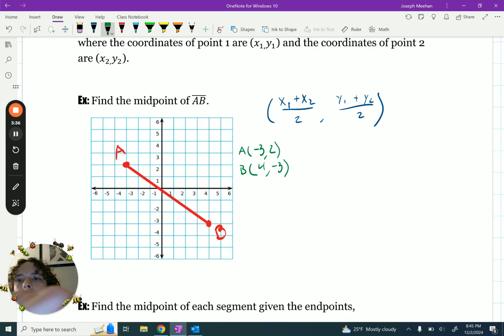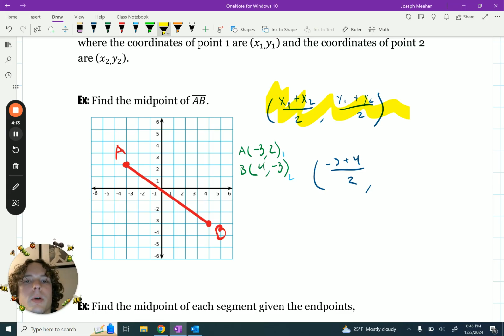What we do here is we're going to label one of these points point 1 and one of these points point 2. It does not matter which one's point 1 and which one's point 2. The order of 1 and 2 does not matter. So I'm just going to say A is point 1 and B is point 2, just for easy reference. Now all we're going to do is say that x1 is the x value of point 1, which is -3, plus x2, which is the x value of point 2, which is 4, and then divide that by 2. I'm just plugging these points into our midpoint formula here.